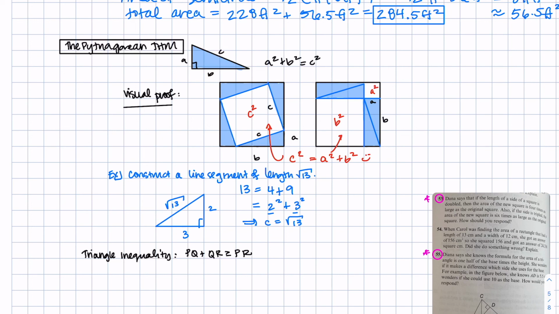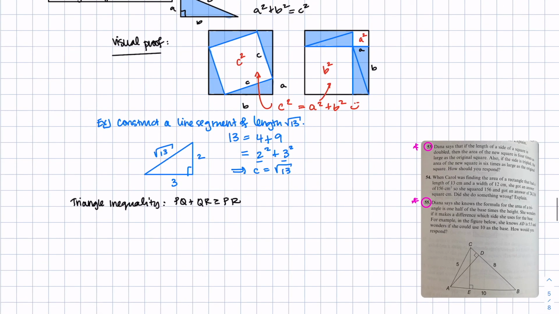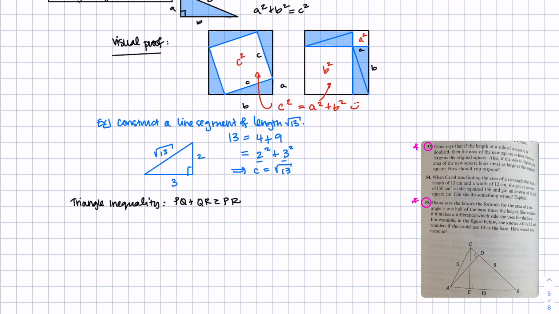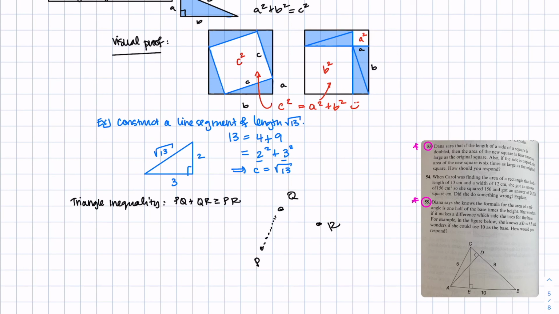Great. And then one last concept I wanted to touch on is the triangle inequality, which is very intuitive. It says basically that if I have 3 points, P, Q, and R, the length between P and Q plus the length between Q and R has to be bigger than or equal to the length between P and R.